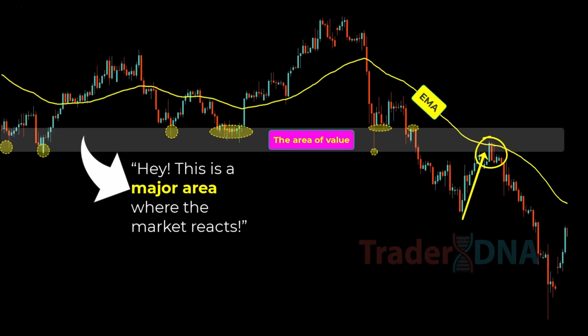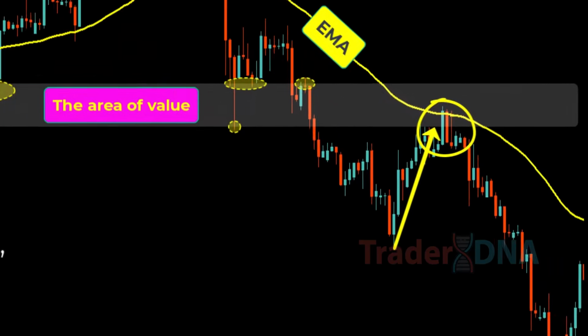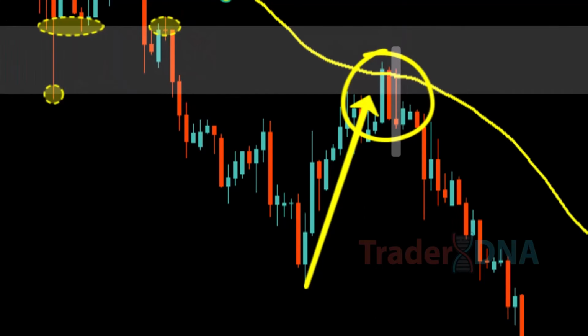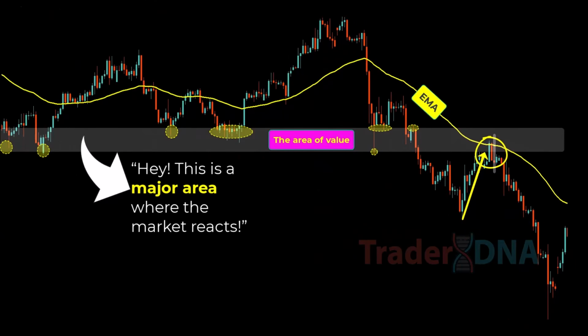But it doesn't stop there. A shooting star candle forms right at that level, giving us a crystal clear signal of selling pressure building up. This is the kind of setup that gets me hyped because it's where everything aligns perfectly. The trend is bearish below the 20 EMA, the market structure supports a reversal, and the candlestick gives you confirmation.